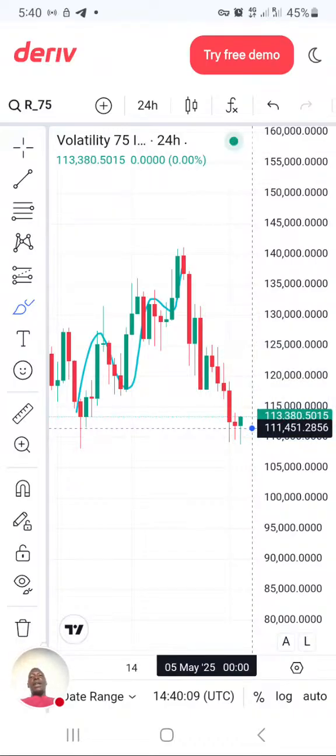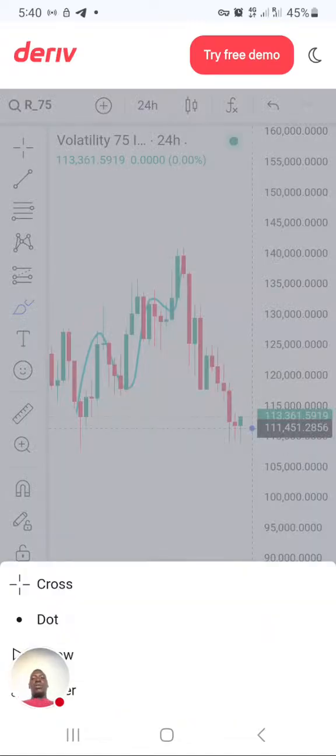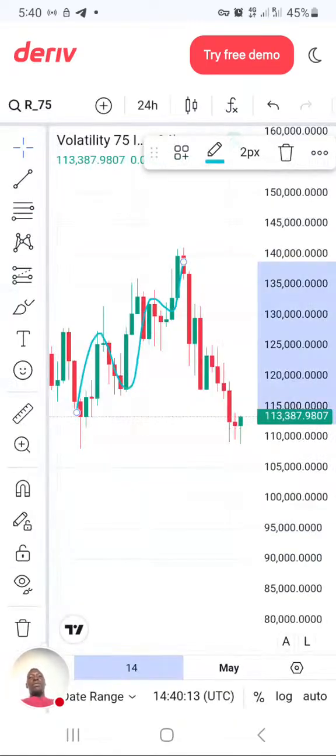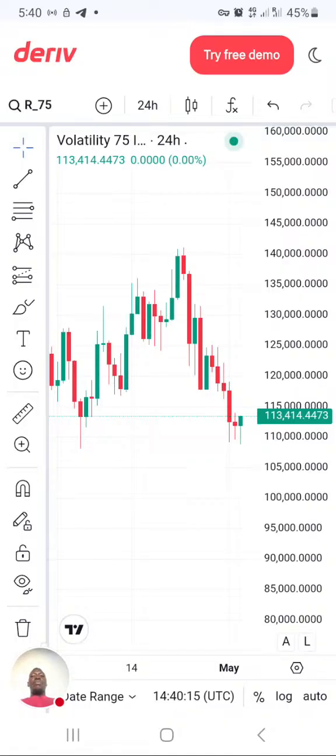So after identifying those higher highs and higher lows of the market, the next step is to go to the low time frame and start looking for setups going in the same direction with the momentum of the high time frame. So the daily time frame, that is what Deriv gives us with this TradingView.